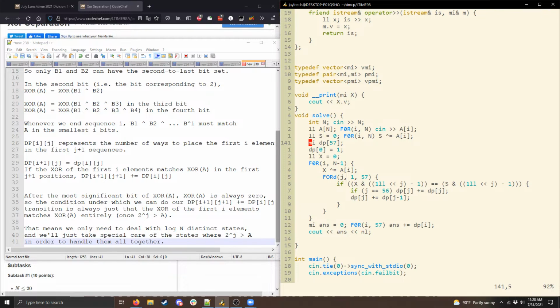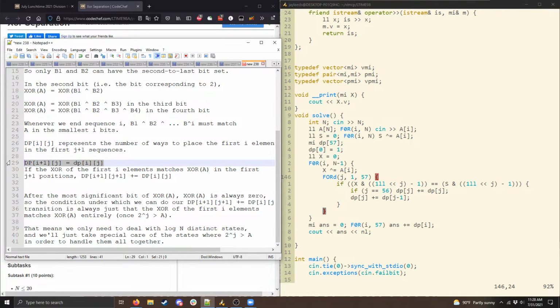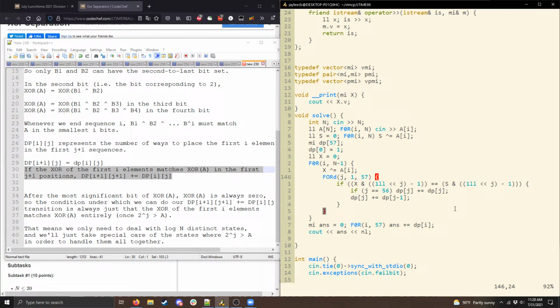So what I do is I maintain x, which is going to be the XOR of the first I elements, and then I XOR it with a sub I, and for all j, the fact that I'm keeping this 1D dp array automatically takes care of these transitions, so I just need to process these transitions. And what I say is, okay, so x AND 2 to the j minus 1 is going to get me the first j plus 1 bits, or the smallest j plus 1 bits of x, and the same thing for s. So I say, if the first j plus 1 bits of x are the same as the first j plus 1 bits of s, then I can add dp of j minus 1 to dp of j.